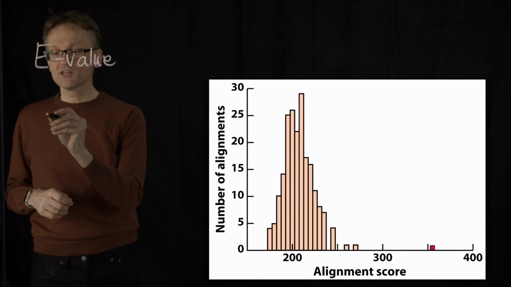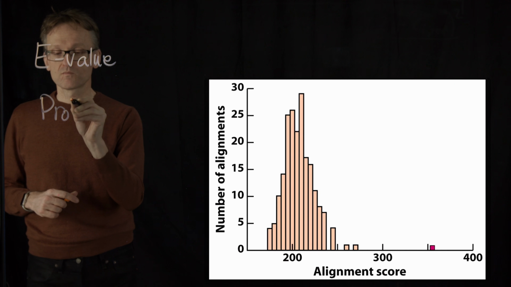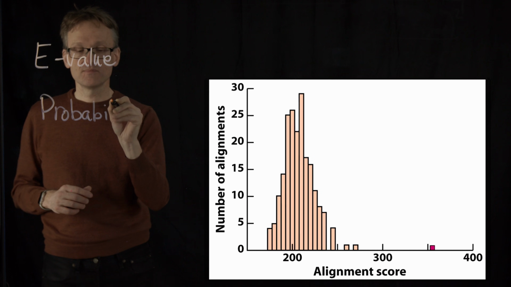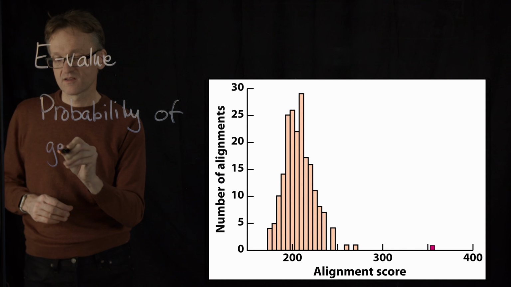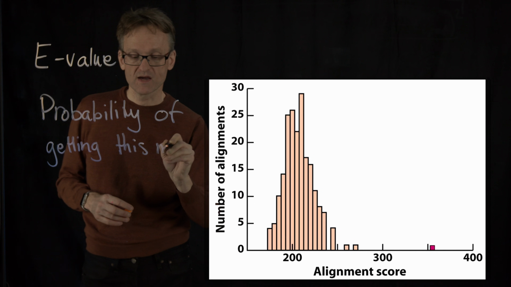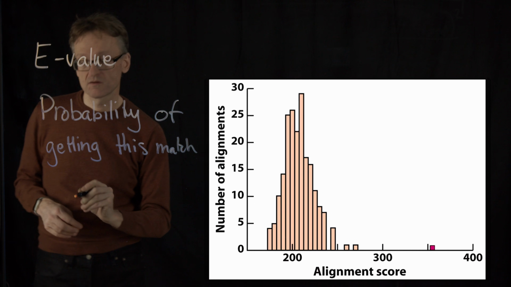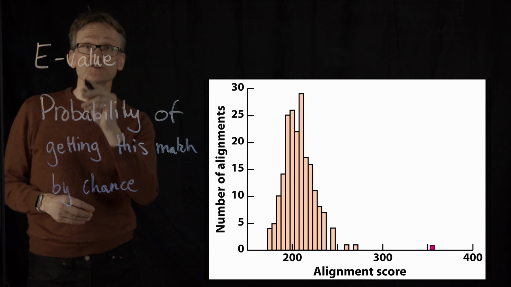So the e-value for a particular score is really the probability of getting this match by chance. So this should be a very low number.